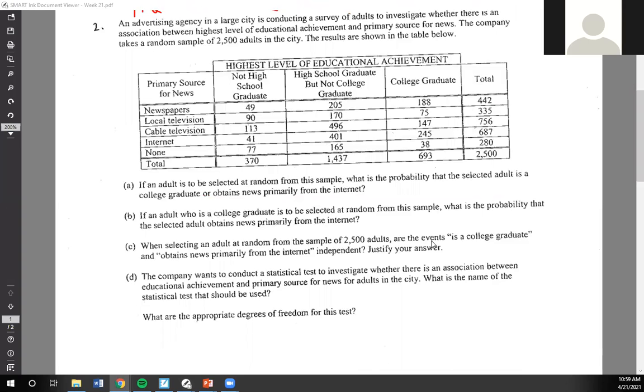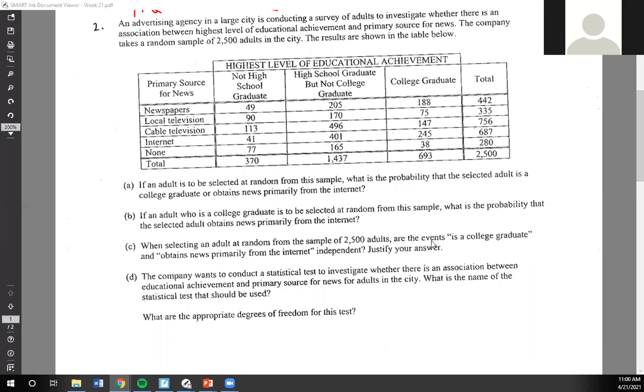An advertising agency is conducting a survey to determine whether there is an association. There's your type of test, a chi-square test for association, because it's asking whether there's an association. You also know that because we are just taking a single sample of 2,500 and asking 2 questions about them. We are not assigning them to any treatments. We are not taking separate samples and comparing them. We're taking a single sample and asking them about 2 different things. So this is going to be a chi-square test of association or independence.